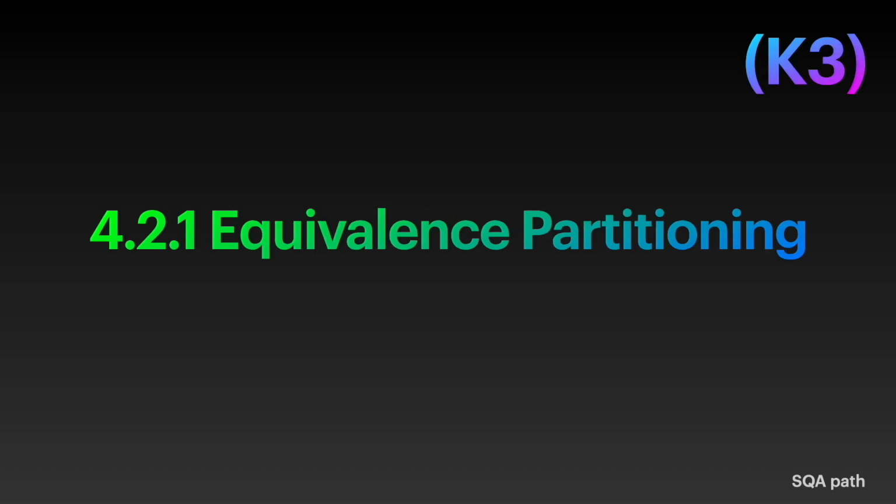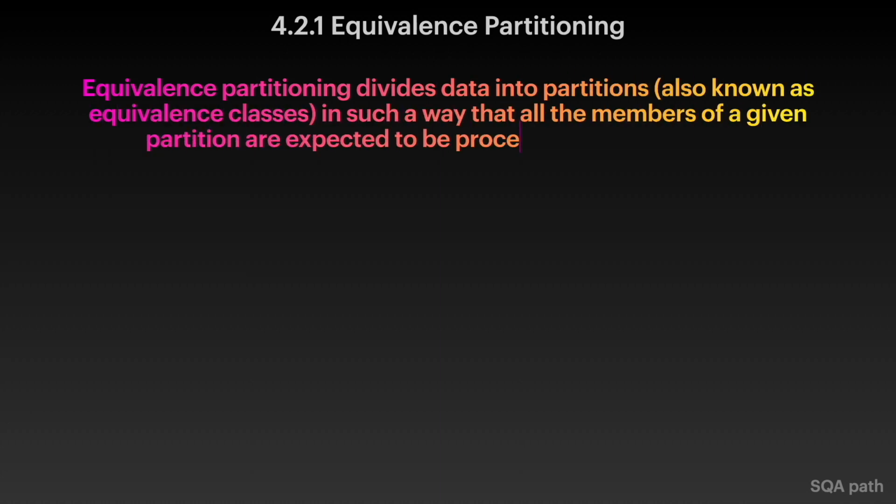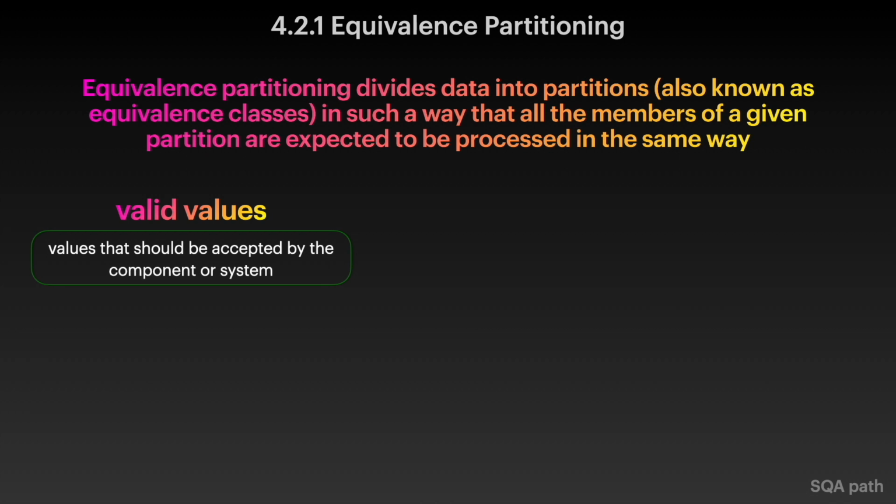Equivalence partitioning divides data into partitions, also known as equivalence classes, in such a way that all the members of a given partition are expected to be processed in the same way. There are equivalence partitions for both valid and invalid values. Valid values are values that should be accepted by the component or system. An equivalence partition containing valid values is called a valid equivalence partition.